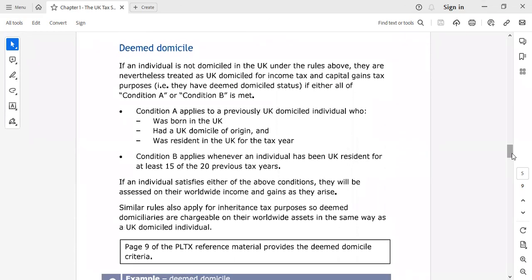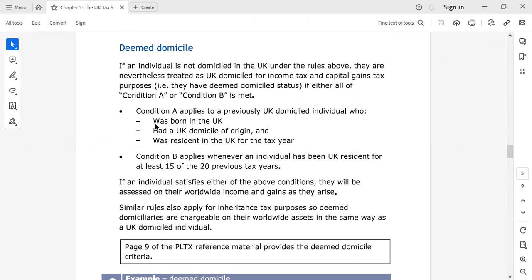What is deemed domicile? For deemed domicile, you have to fulfill one of these conditions. There are condition A and condition B: either all three conditions from A, or one condition from B. So what is condition A?